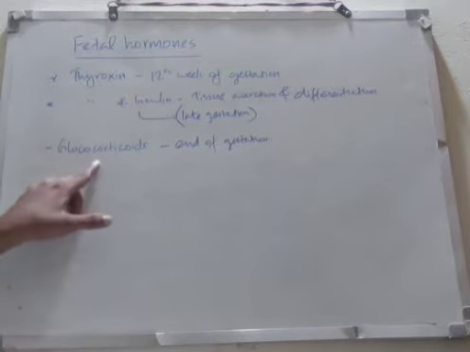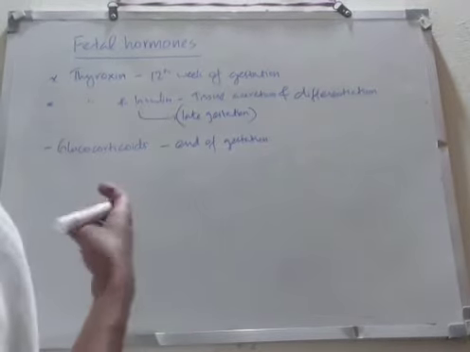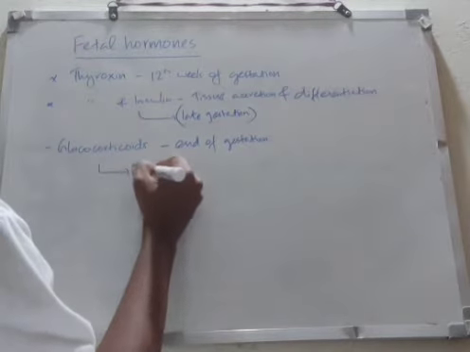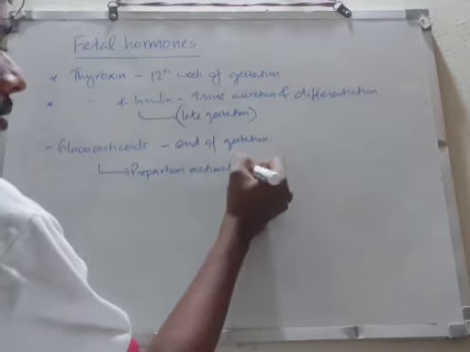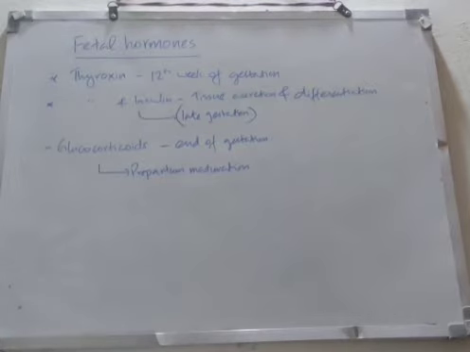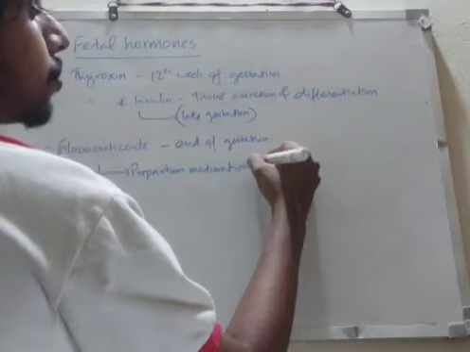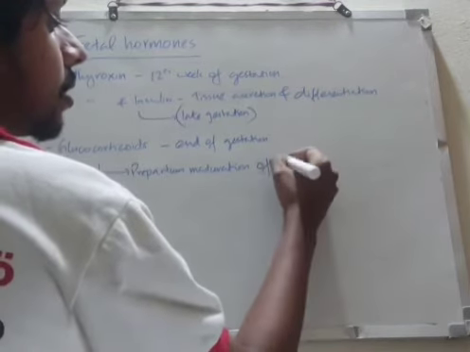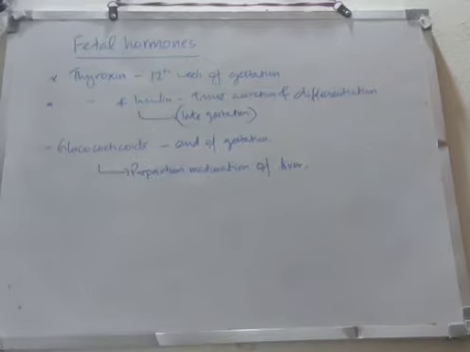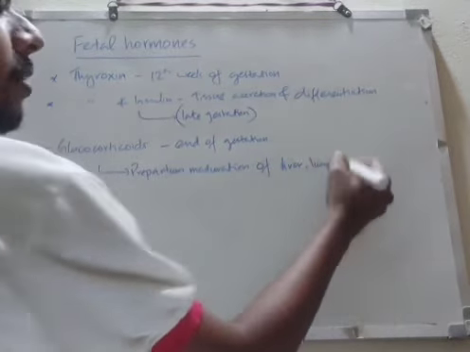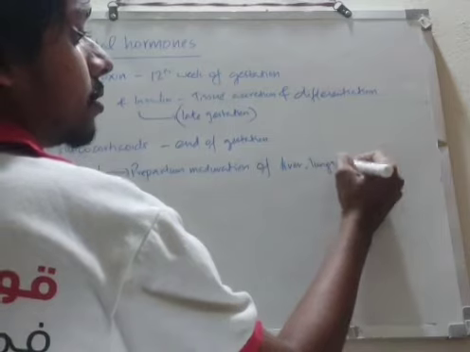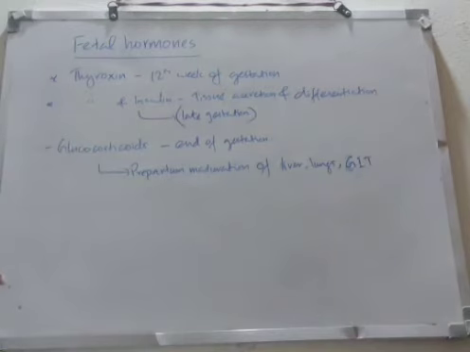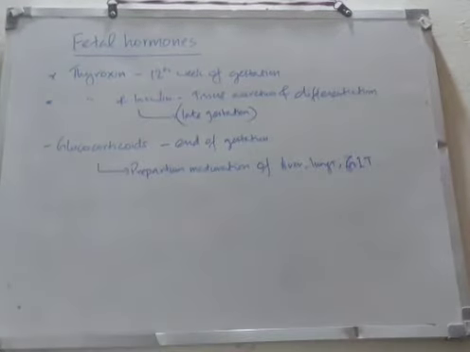So these glucocorticoids also influence prepartum maturation of organs like liver, lungs, GIT, gastrointestinal tract, etc. And prepartum maturation of liver, lungs, GIT. Okay.